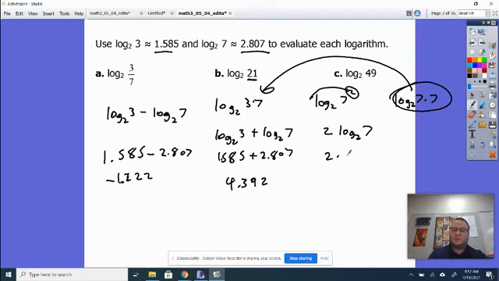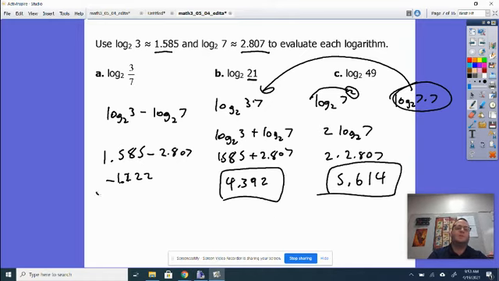And then I have 2 times 2.807. That's going to give me 5.614. Okay, and if I did it this way, I'd get the same thing.